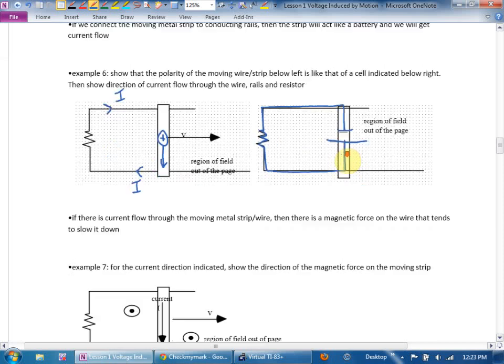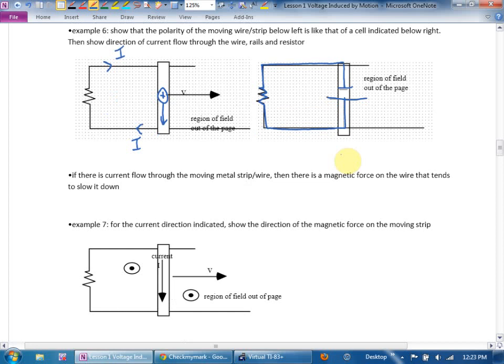Now, not only that, as soon as you have current flowing, in this case clockwise, these charges are moving in two directions. They're moving sideways because they're part of the bar, but they're also moving down the bar because they're part of a current.